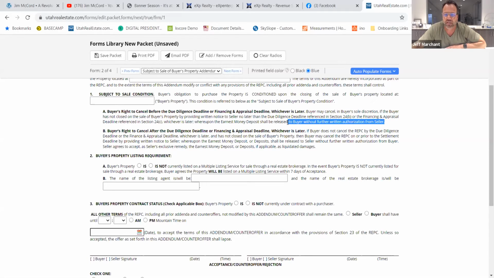So here's the key. Here's the difference between these two things. In this case, you're not canceling because the property didn't appraise. You're not canceling because you didn't get the loan. Your buyer might have backed out and now you have no buyer. So even if the house you're trying to buy appraises and you can get the loan, you can't perform because you lost your buyer. So you can cancel.